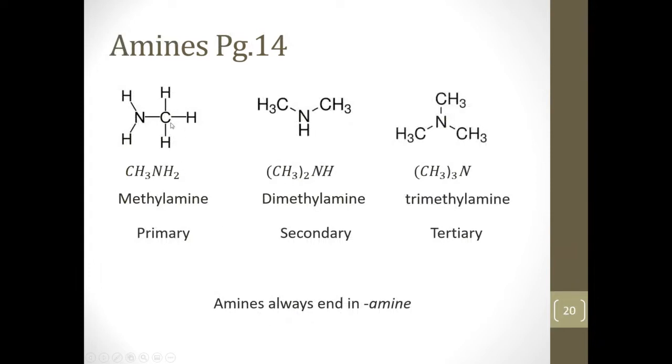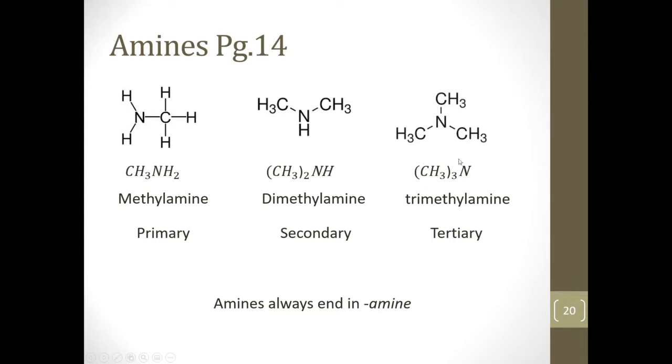Here I have a methyl group attached to nitrogen with two hydrogens. So this is NH2, and NH2 is a primary amine. In this case, it's called methylamine because of that amine group. This one over here has a methyl and a methyl attached to this nitrogen with only one hydrogen. A nitrogen with one hydrogen is a secondary amine, and in this case, it's called dimethylamine for the two methyls that are attached to it.